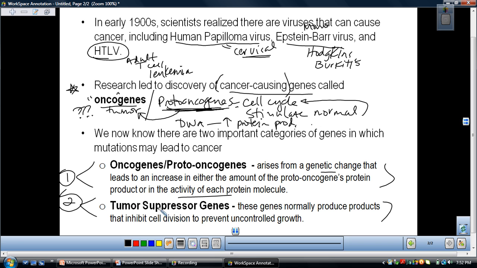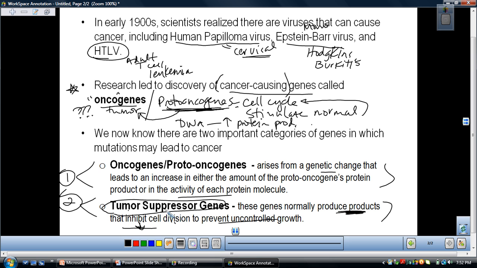A tumor suppressor gene, just read this, you can kind of see. It's a gene that normally produces products, okay, look at this, that inhibit, that means stop or slow down, cell division to prevent uncontrollable growth. So everybody possesses these tumor suppressor genes. All of us have them.